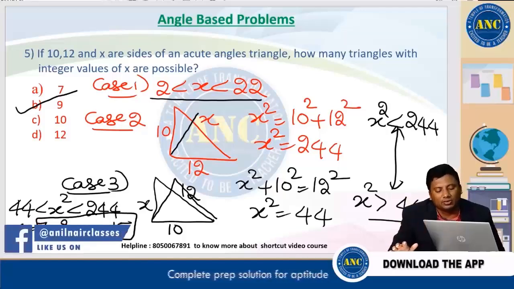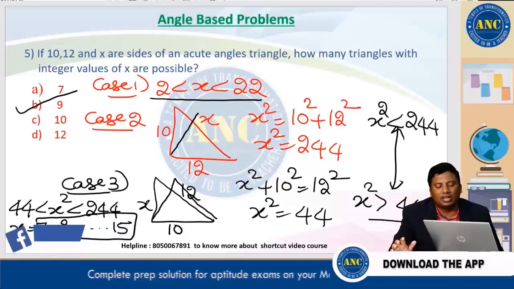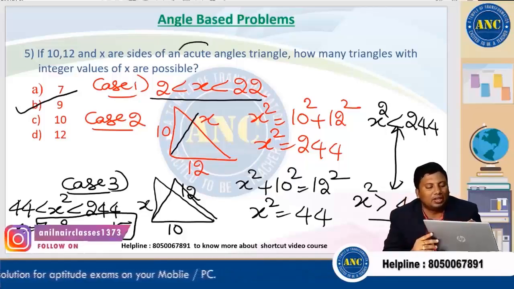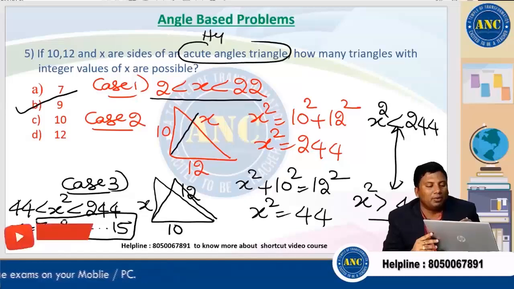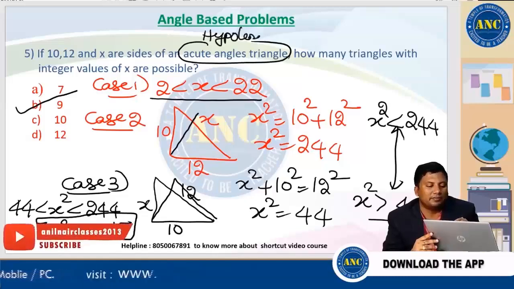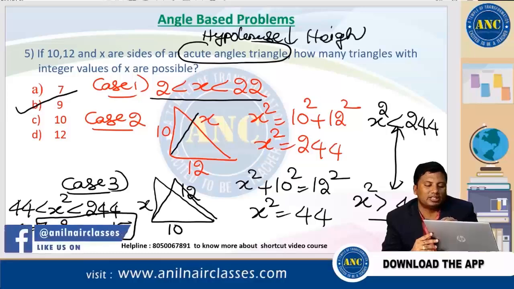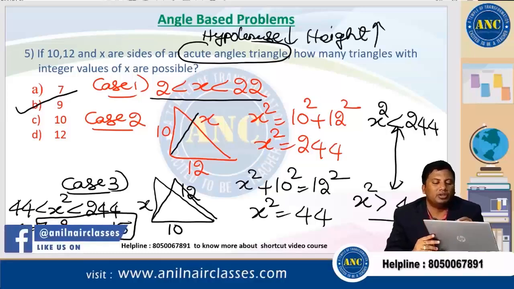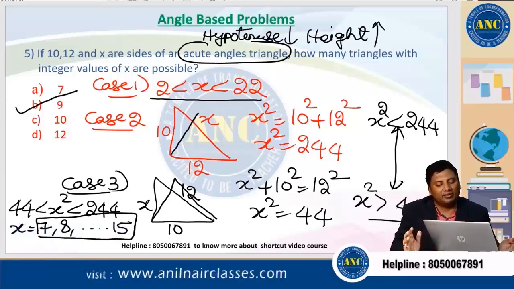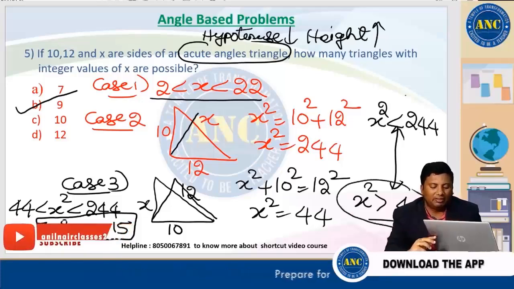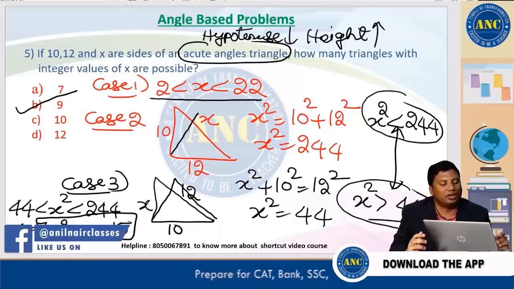X square plus 10 square is 12 square. X square is 44. If it is moving to the right side, in an acute angled triangle, hypotenuse decreases and height increases. So x square is greater than 44 and less than 244.